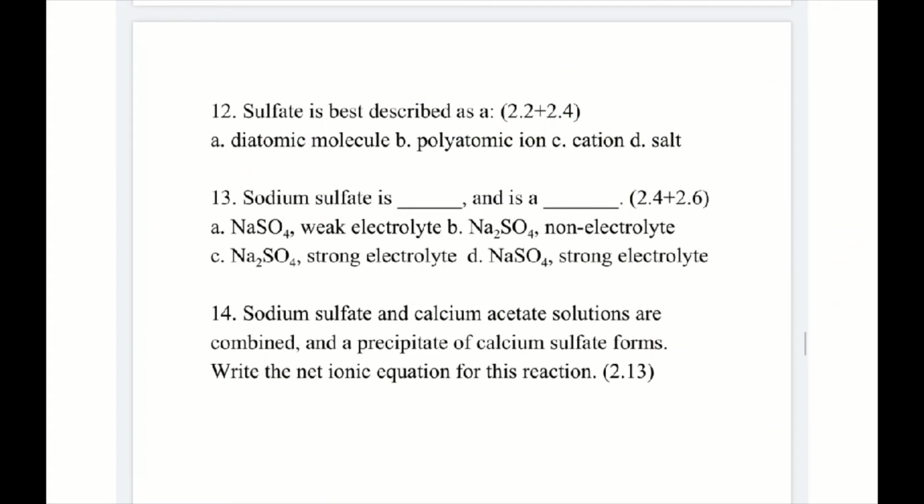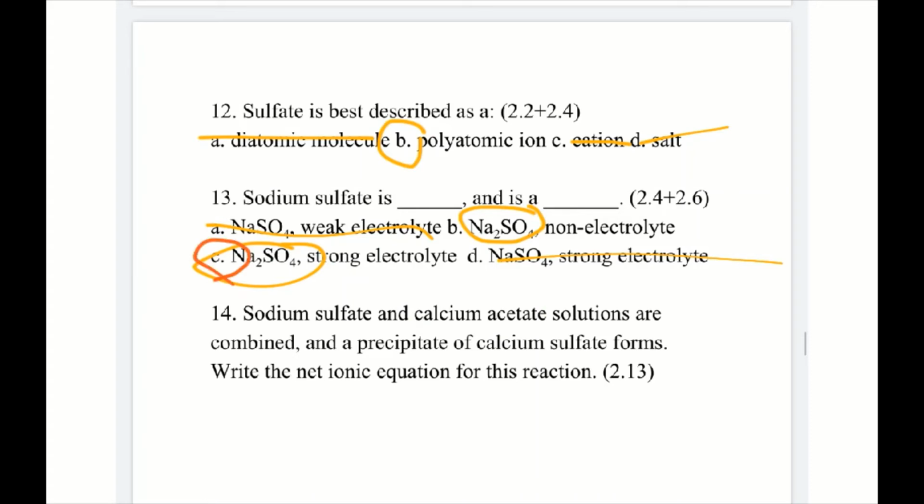Sulfate is a polyatomic ion, not a diatomic molecule, not a cation, because sulfate is negatively charged, and it's not a salt. So let's move to our next problem. Sodium sulfate is Na2SO4 because sulfate has a -2 charge and sodium has a +1. So those 2 are out. And it's a strong electrolyte since all salts are strong electrolytes. So our answer is C.